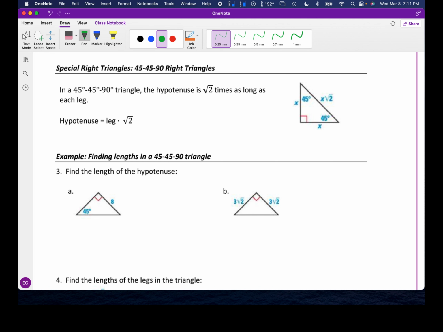All right, next we have 45, 45, 90 right triangles, all right? And they follow this pattern, x, x, x rad 2. So the two legs are equal because it's an isosceles triangle, and then the hypotenuse is always going to be x rad 2. And there's a bunch of ways that we can set this up.